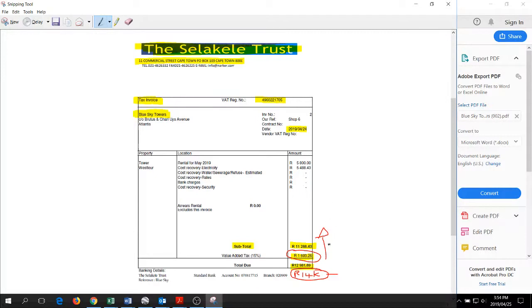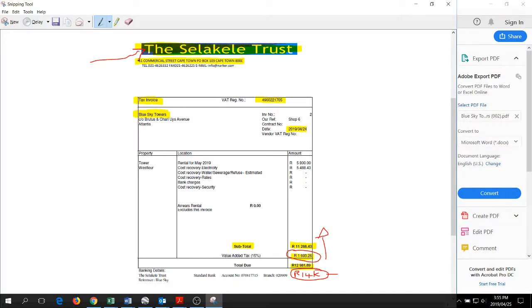And then what happens is they then underdeclare their VAT, or they might not even be VAT registered. And then they claim this entire amount for themselves instead of paying over the VAT amount to the South African Revenue Service.